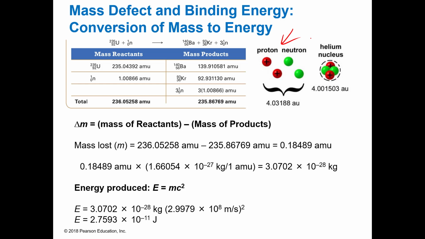This should say AMU. I don't know why it says AU. There's a difference between the helium nucleus and then the parts after I take it apart. The parts after I take it apart appear to be larger. If you notice the number, it's a small number, but it does exist. So when you calculate the mass defect, the change in mass, you guess what? Mass of reactants minus products.